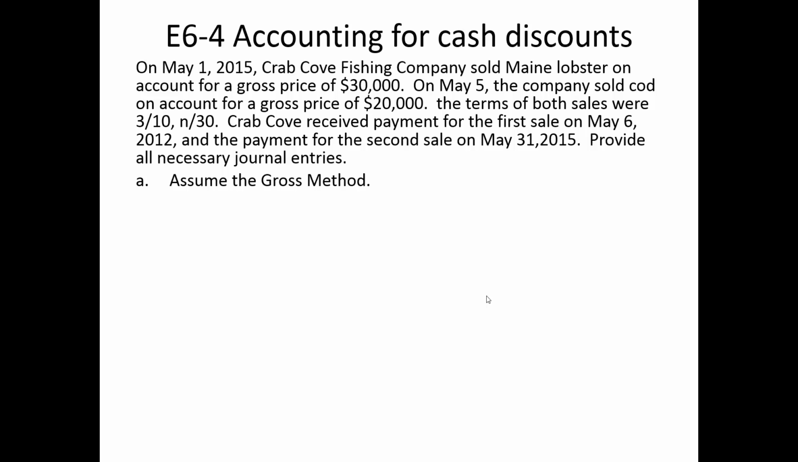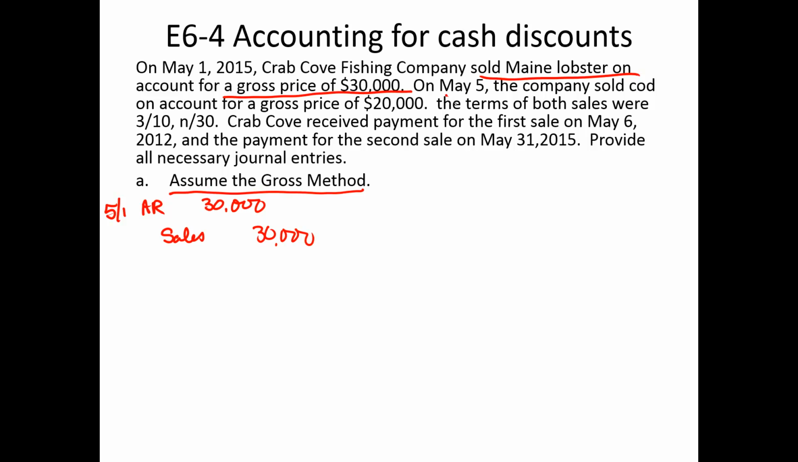Are the problems demonstrating the cash or the sales discount, the two approaches? Let's do the gross method first. On the gross method, remember, we assume that nobody is expected to take the discount. Thus, on 5-1, when we sell Maine lobster for a gross price of $30,000, it's simply debit accounts receivable, credit sales, $30,000 at the gross amount.